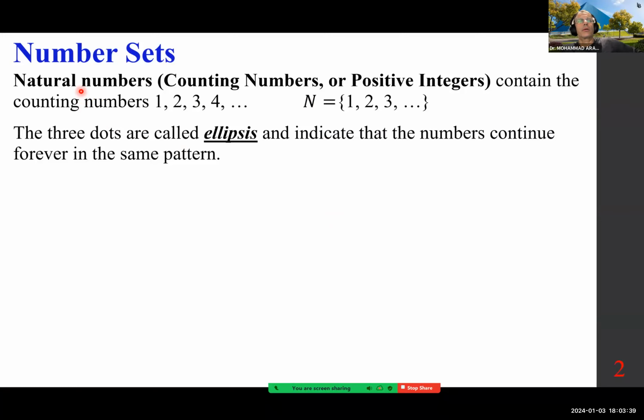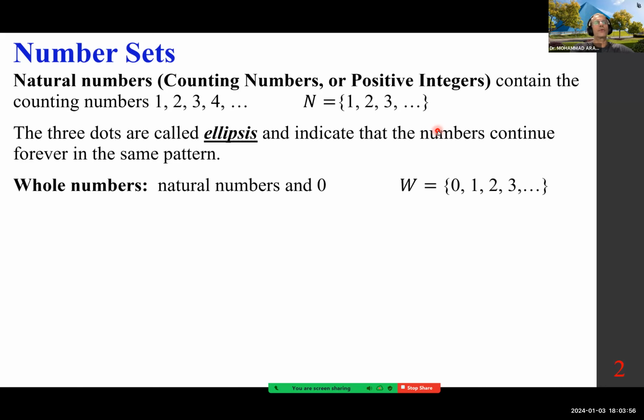Number sets. Natural numbers, or counting numbers, or positive integers, contain the counting numbers 1, 2, 3, 4, and we represent it with N, from 1 to infinity. Of course, the three dots are called an ellipsis and indicate the numbers continue forever, indefinitely. Whole numbers: if we add a zero to that, it becomes a set of numbers known as whole numbers. We represent it with W.